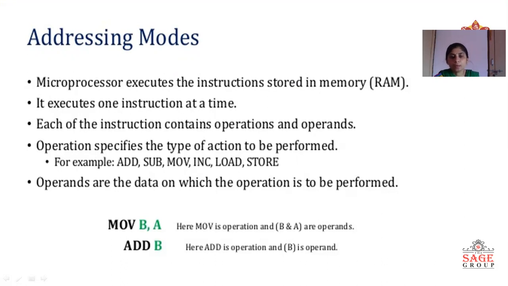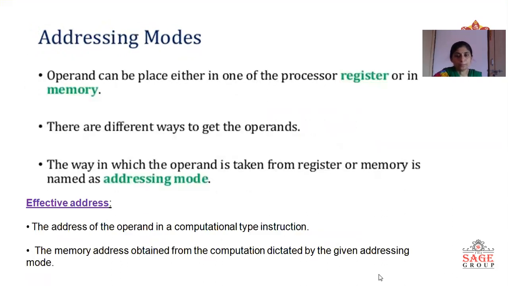For example, move b comma a means move is the operation and b and a are operands. In case of add b, add is the operation and b is the operand.